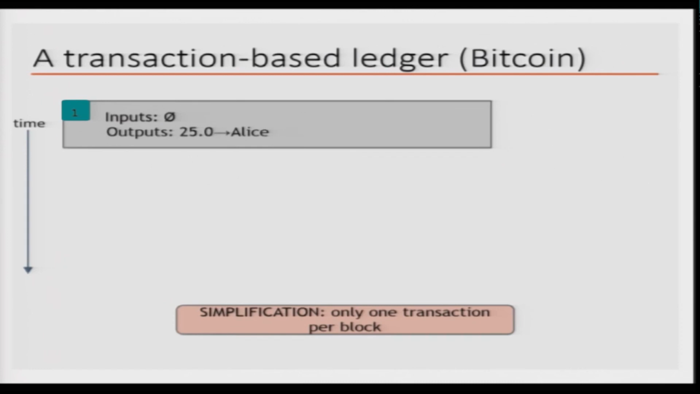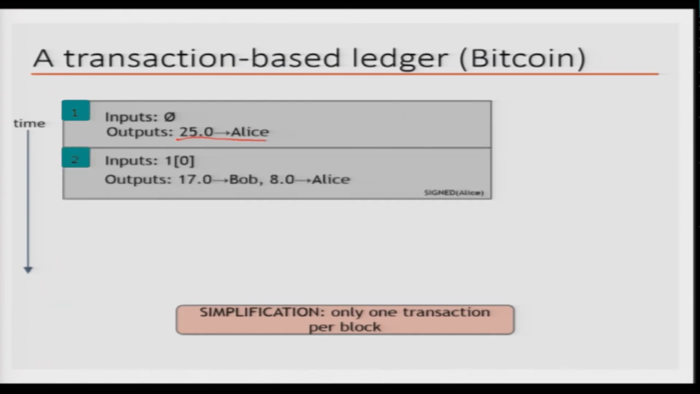What Bitcoin does is a transaction-based ledger. They only keep track of transactions, not the account balances. The first transaction, for example, is a genesis transaction, where there is no input, but the output says give 25 coins to Alice. Now, the next transaction only Alice can use. Alice has to refer to the transaction that gave her the 25 coins. Transactions are numbered; these are transaction IDs.